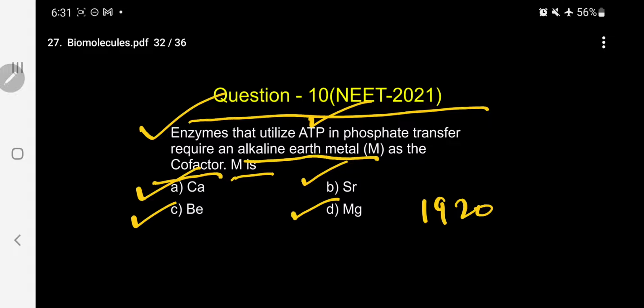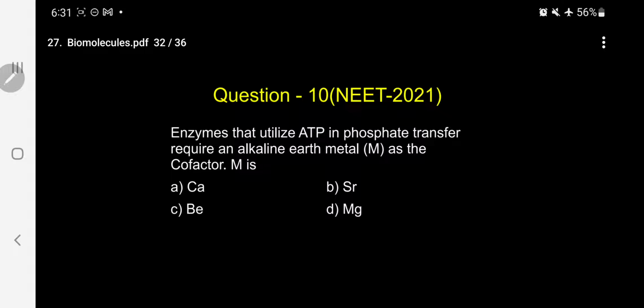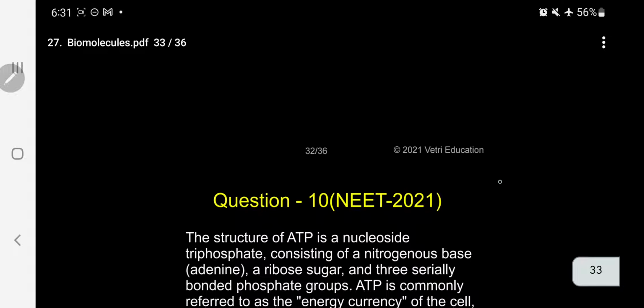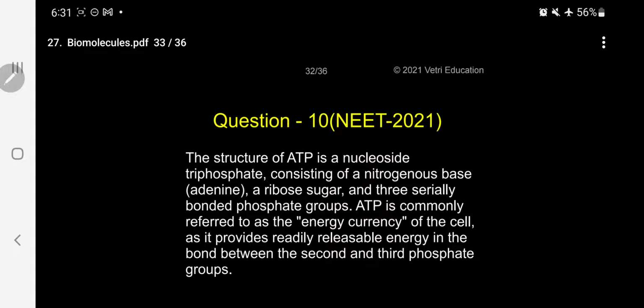Kindly follow. Now, let me come to our question. Enzymes that utilize ATP in phosphate transfer require an alkaline earth metal as the cofactor. What is M? The structure of ATP is a nucleoside triphosphate consisting of the nitrogenous base adenine, a ribose sugar, and 3 serially bonded phosphate groups. ATP is commonly referred to as the energy currency of the cell, as it provides readily releasable energy in the bond between the second and third phosphate groups.